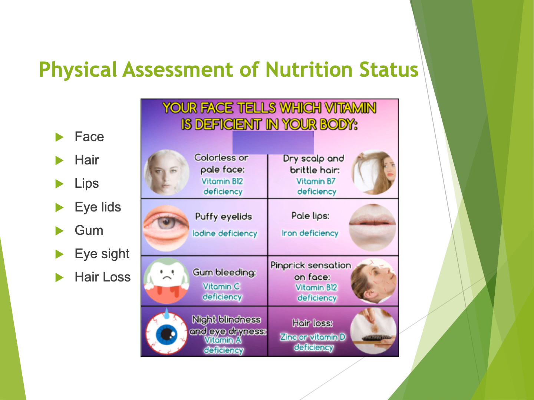A visual assessment of the body can provide a quick insight into nutrition status. When looking at the right areas of the body, the healthcare provider can quickly see how different signs are related to different deficiencies. For example, pale lips can mean iron deficiency, a colorless or pale face can mean vitamin B12 deficiency, and a dry scalp and brittle hair can mean vitamin B7 deficiency.